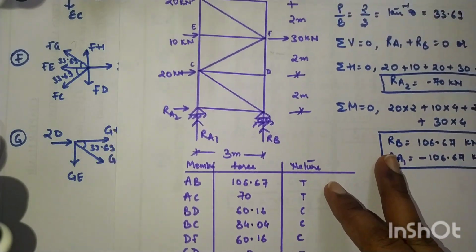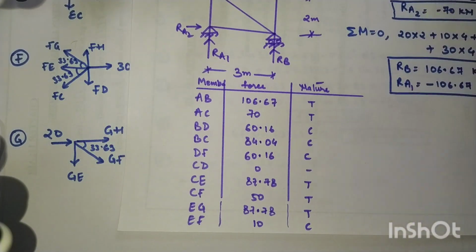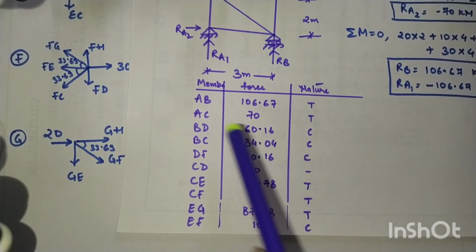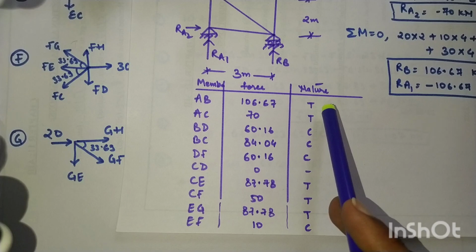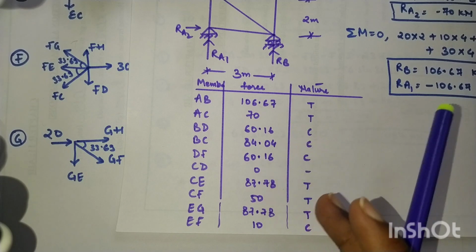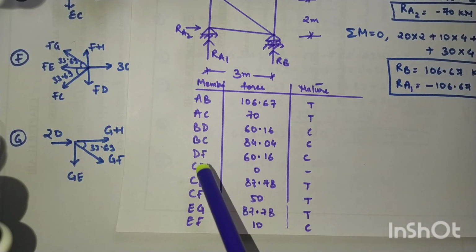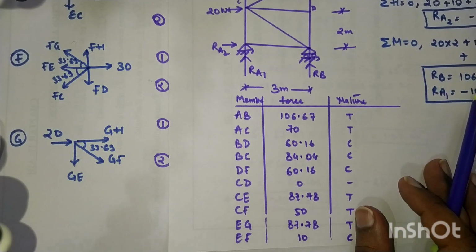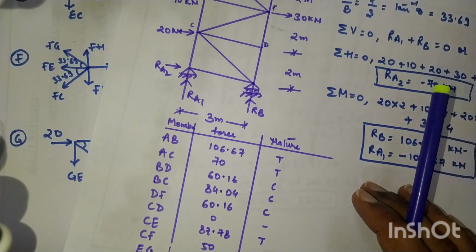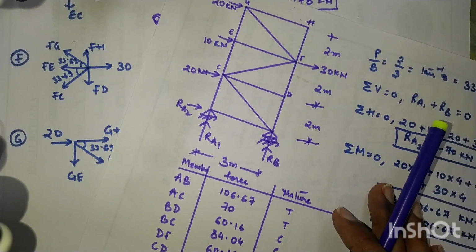In the last, we have to simply make this table. In this there is member, force and nature. For all the members we have to write forces and nature. अभी nature क्या होता है? अगर positive आ रहा है we have to write tension, T. अगर negative आ रहा है we have to write C, compression. तो यहाँ पर हमारा एक member है CD, that is 0. So few members don't take any load.